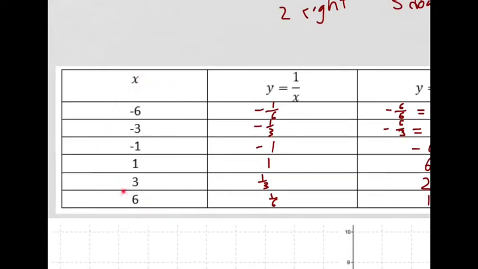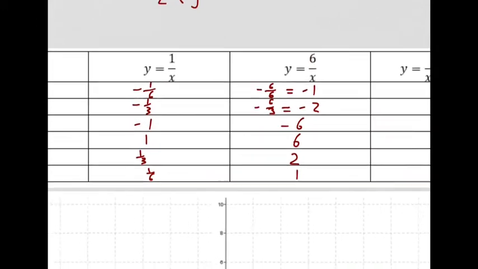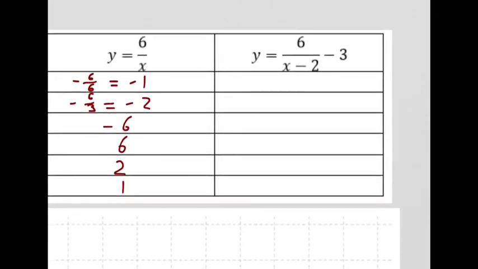Does that make sense? So if you're creating a table of values, it would be a good idea to look at what the value of a is and choose things that a is divisible by. Make your calculations go easier.